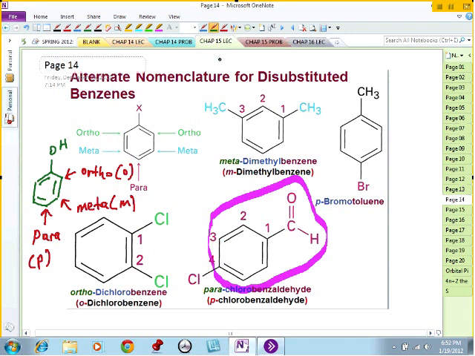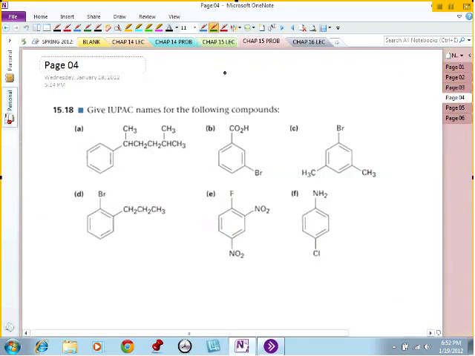Now before we leave chapter 15, let us do a few problems. David, go ahead and read this question for us. Give the IUPAC names for the following compounds. Now let us try B first. What would be the name for B? I will tell you. The base name is benzoic acid.